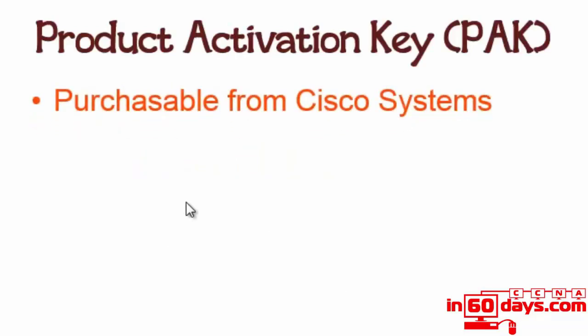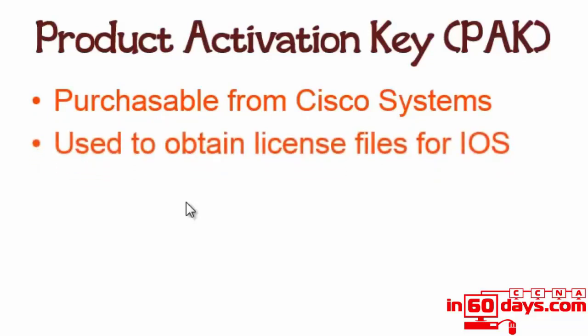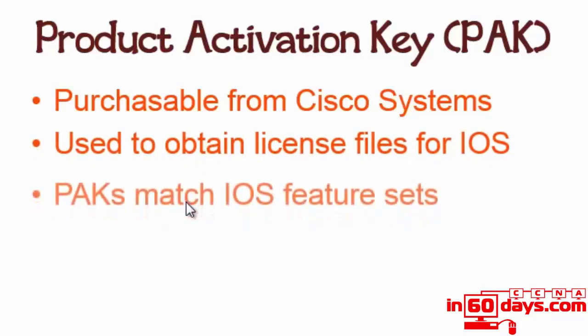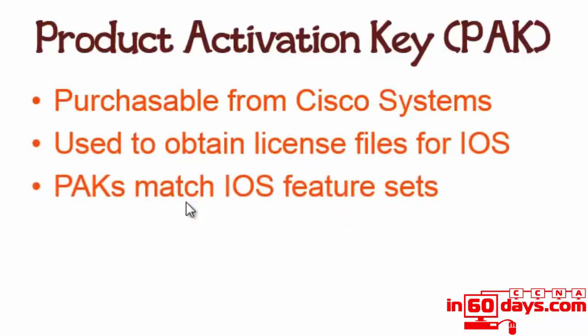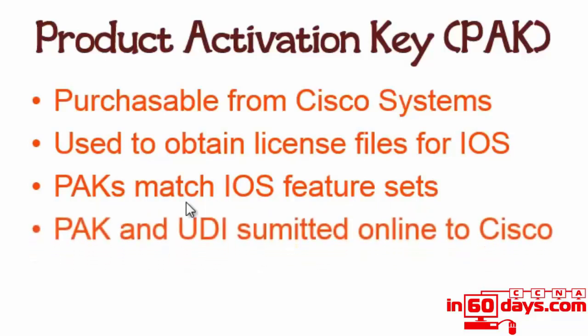A product activation key, in order to get these advanced feature sets, is purchasable from Cisco Systems, and this will obtain your license files for your IOS. Your product activation key matches the various feature sets that you're going to be able to unlock as and when you need them. Your product activation key and then your UDI, as we've already covered, are submitted online to Cisco.